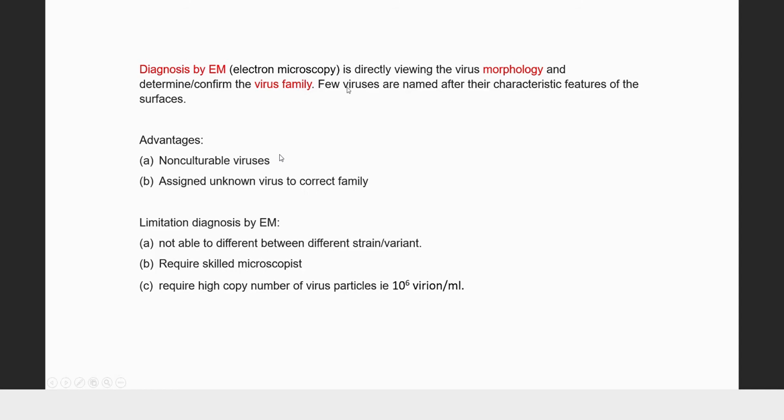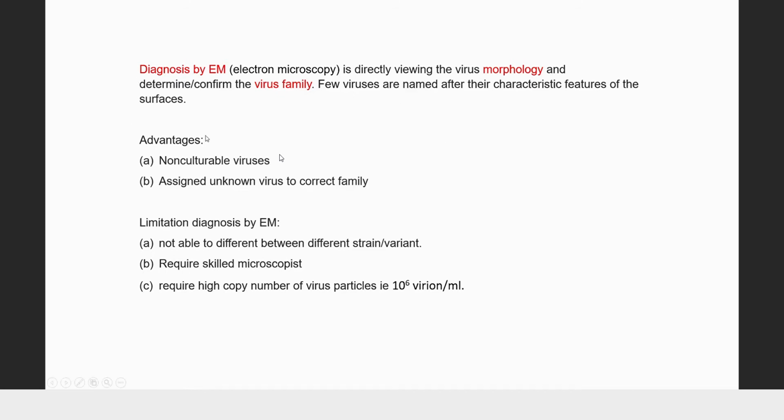By looking at the morphology, we are able to determine the virus family, because virus families, regardless of their genera or strain, have similar features. They don't change at all. They still have the capsid, they still have the envelope, whether they are spherical or elongated, they are all similar. It's just that you're not able to differentiate their genera. And some viruses are named after their characteristic features, or their distinctive surface.